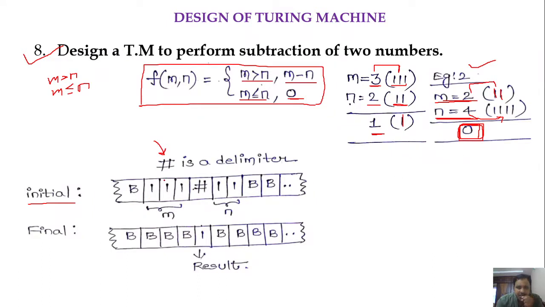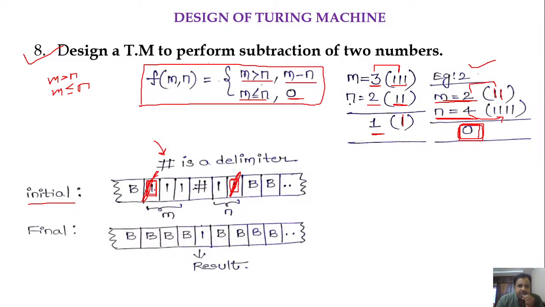So here what we will do is cancel the 1 which is there in m with the 1 which is there in n. Let me take the first symbol. What is the first input symbol that I am having? 1. I am considering this 1 in m, and I will cancel this 1 with the last one which is there in n. So this first one, I am cancelling it with the last one which is there in n.